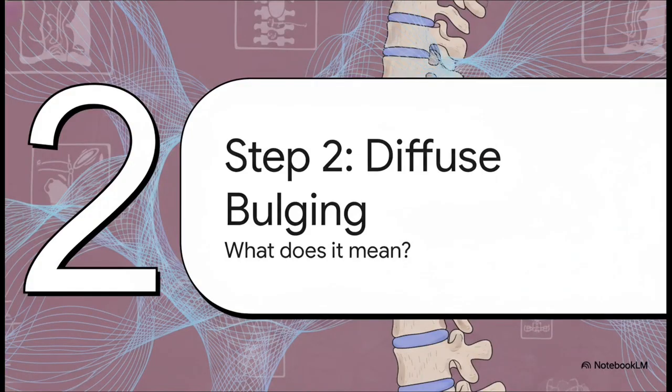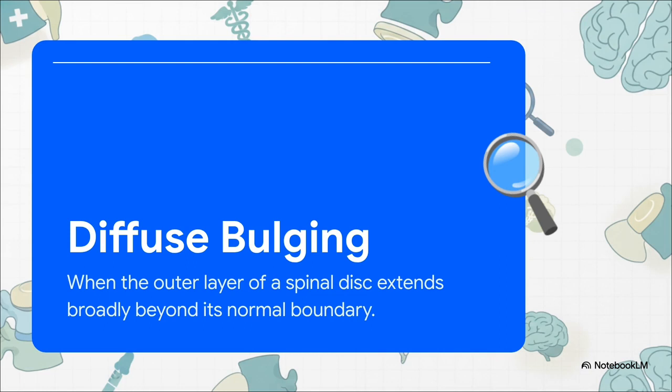Moving right along to step 2. What exactly is diffuse bulging? Diffuse bulging happens when the outer layer of a spinal disc extends outward broadly beyond its normal, healthy boundary. To really grasp this, let's use a simple mental model. Imagine a slightly underinflated car tire bearing the heavy weight of a vehicle. Or, even better, think of a compressed jelly donut that you're gently pressing down on with your hand.